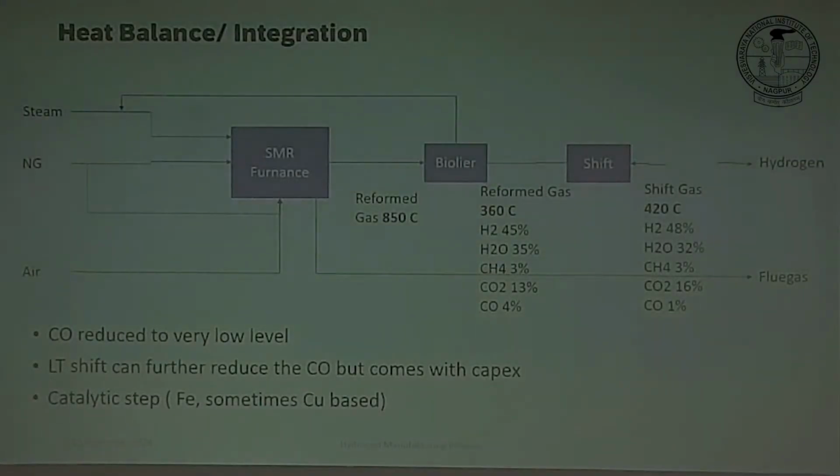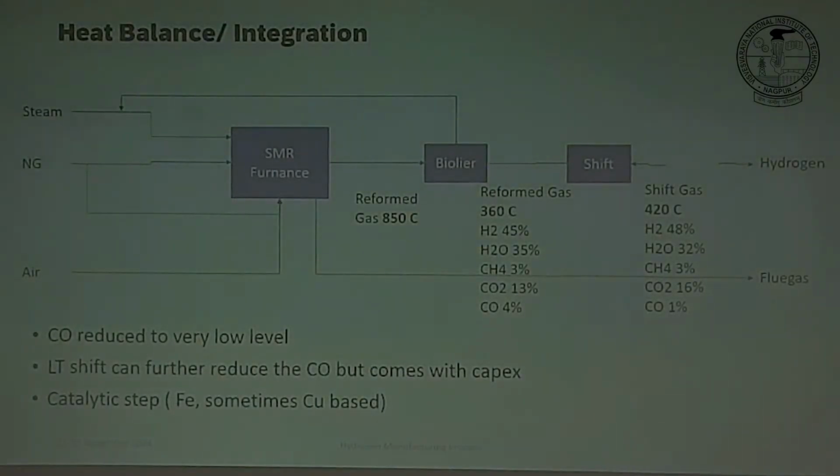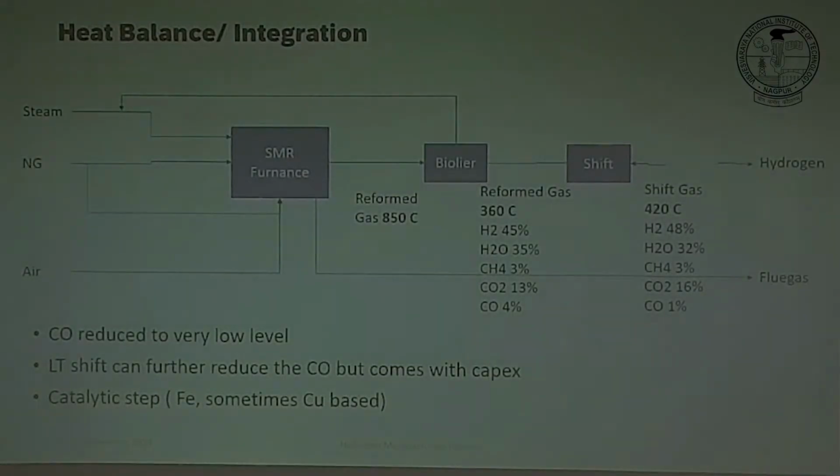Right? So we add another block here, the shift reactor. As we saw earlier, the SMR reaction is highly endothermic, but the water gas shift reaction is exothermic, right? It means here the temperature increases from 360 to 420, and you already see we convert whatever carbon monoxide we had, and we reduce the composition from 4% to less than 1%. Right? What happens with this? We also increase our hydrogen yield or production.